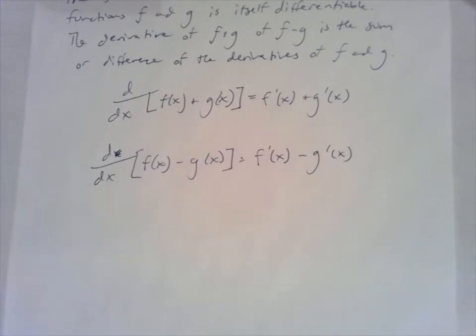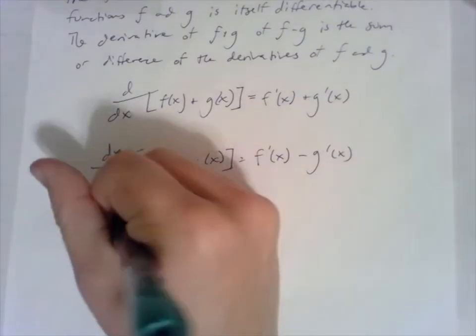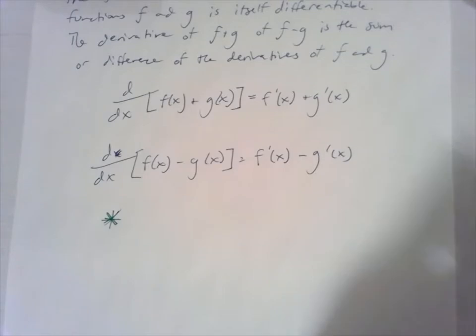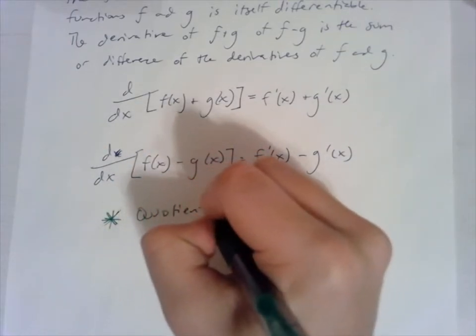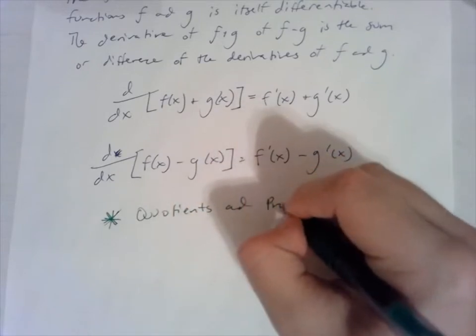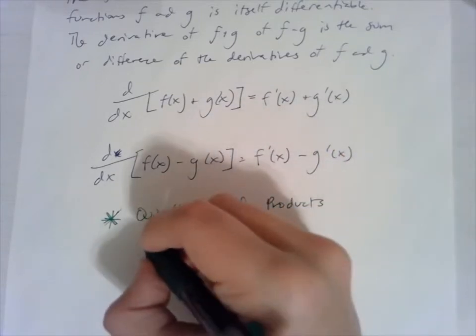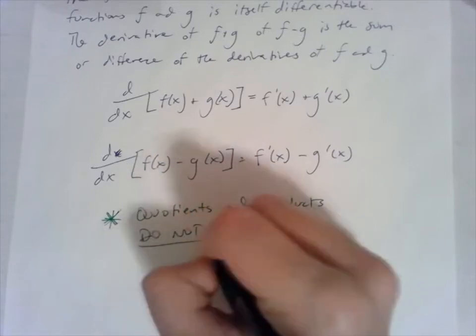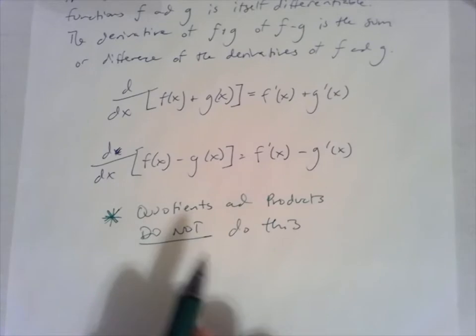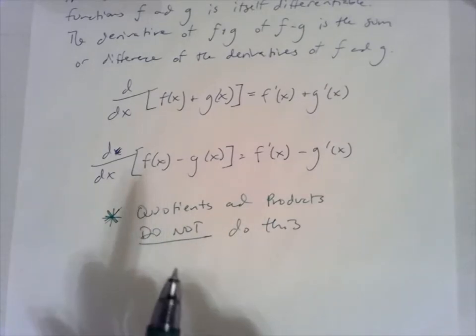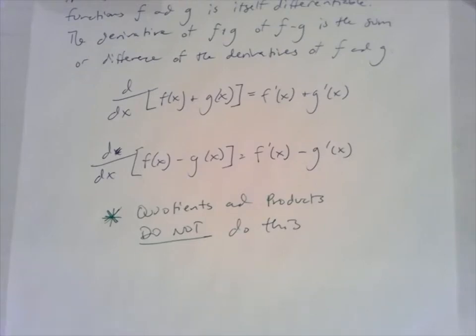It's important for you to note, there's a little asterisk in here, that the quotients and products do not do this. We can't use this rule and call it good enough for multiplying and dividing. We'll cover those in chapter 2.3, but just know that this does not hold for the operations of multiplication and division.